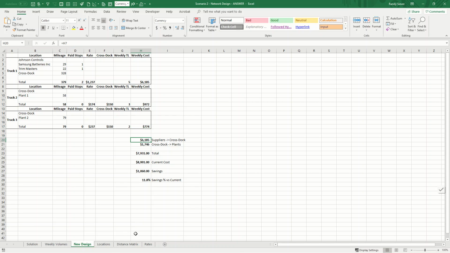Suppliers to crosstalk, if you're fancy logistics folks, you would call your sub routes. And then the crosstalk to the plants, you would call your main routes. Not important, not on a test, I promise. But together, your cost for this design is $7,900, right?